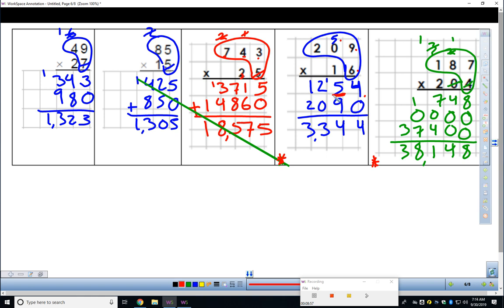And then here in this last problem, you'll notice it's 3-digit times 3-digit. So when I get to the 2, I drop 2 zeros. When I multiplied the 0, I dropped 1. Okay? And the rest of these zeros are because this is a 0. 0 times 7 is 0. 0 times 8 is 0. 0 times 1 is 0.